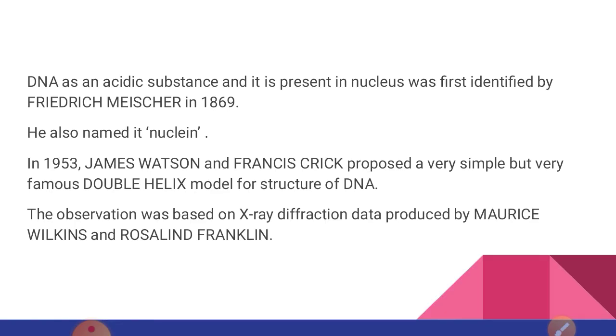So, DNA as an acidic substance present in the nucleus was first identified by Friedrich Miescher in 1869. At that time, he named it nuclein because he found that acidic substance in the nucleus. But in 1953, James Watson and Sir Francis Crick proposed a very simple but very famous double helix model for the structure of DNA, which became very famous and is followed till now. Their observation was based on X-ray diffraction data that were produced by Maurice Wilkins and Rosalind Franklin.